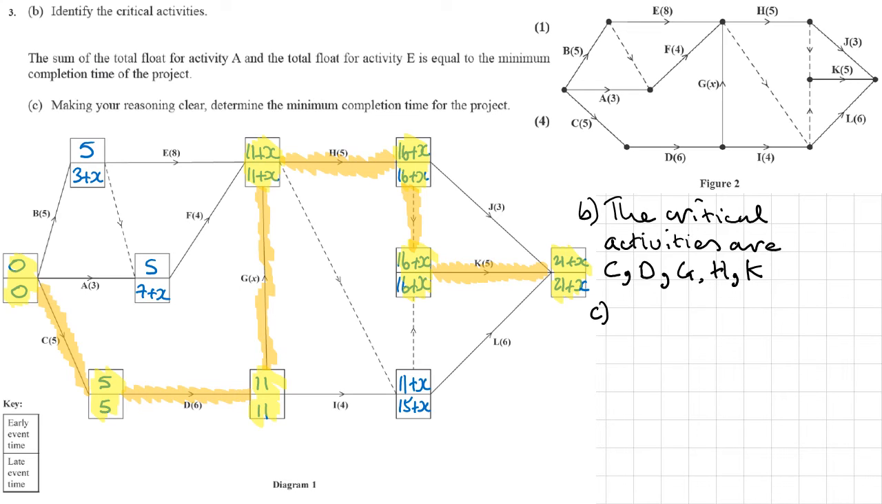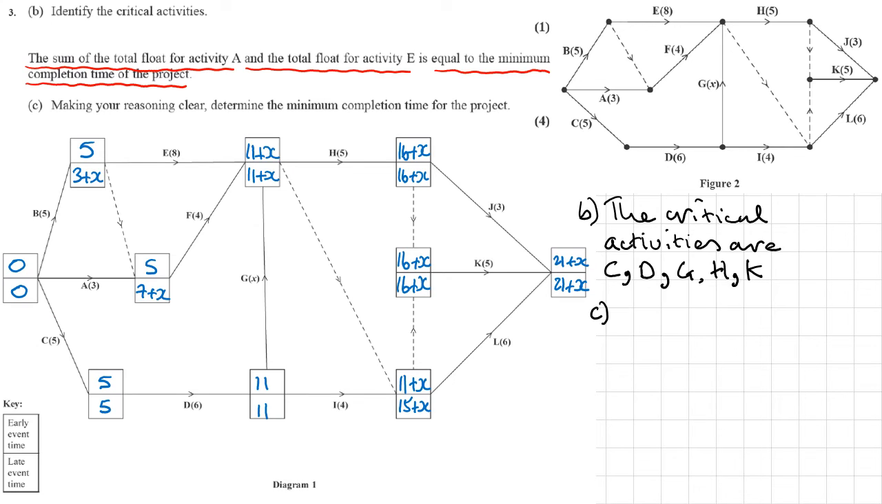Part C. The sum of the total float for activity A and the total float for activity E is equal to the minimum completion time of the project. Part C. Making your reasoning clear, determine a minimum completion time for the project. So let's start by working out these floats for A and E.